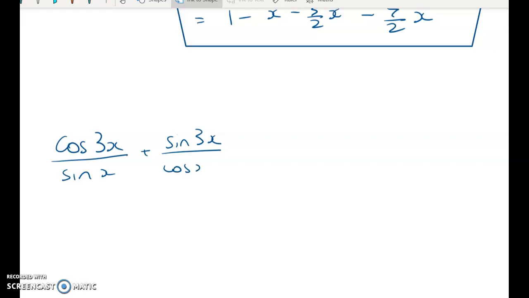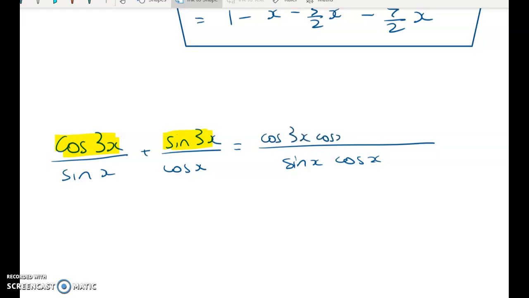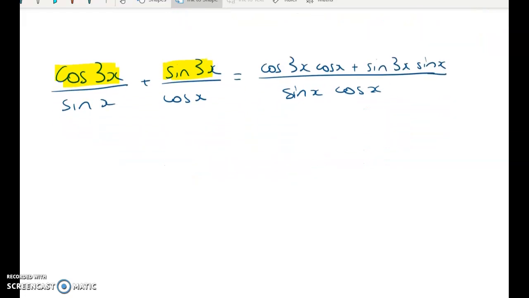So almost all of you, instead of doing that, started by expanding out this and expanding out this. And yes, you got there, but there was quite a bit of extra work. The fast way to do this is just to get a common denominator and say, well, we've got sine x cos x. And now we're going to have cos of 3x times cos of x plus sine of 3x times sine of x. Right, let's look at the denominator.